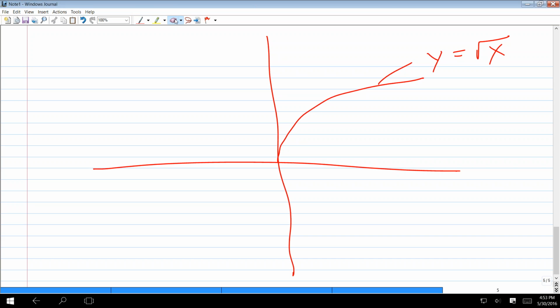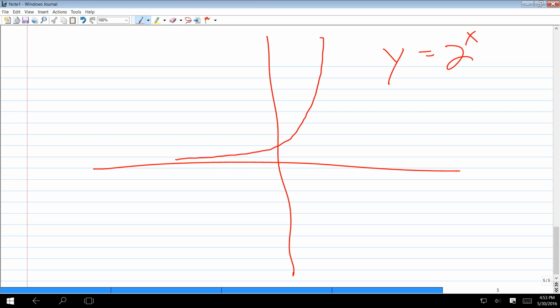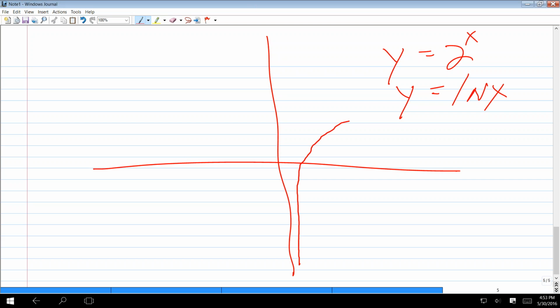Here's what an exponential function looks like. If I say y equals 2 to the x power, in other words, an exponential function is when your variable is in the exponent. It's not an algebraic equation anymore. That's what an exponential function looks like. And the inverse of an exponential function is a log function. And what a log function looks like is more similar to the square root function. The log function looks like this.